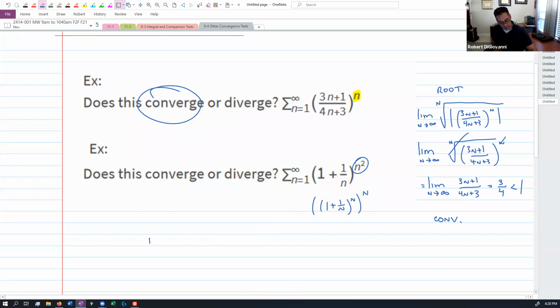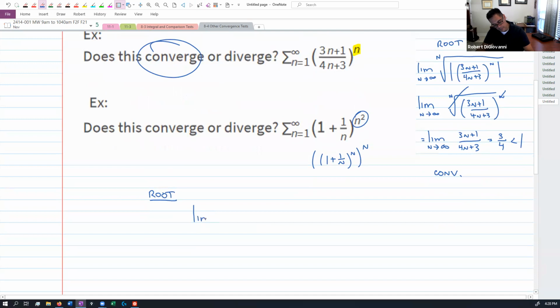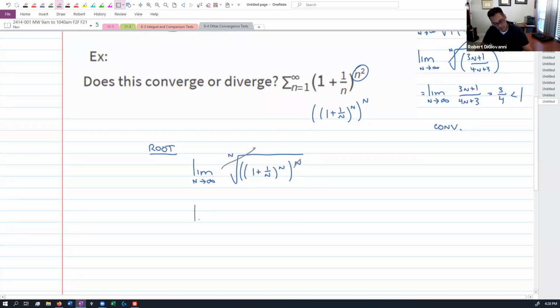So I'm going to use the root test here. So if I do the root test, I'm going to take the limit as n goes to infinity of the nth root of, now again, the absolute value I'm not going to pay attention to because n is always 1 or greater, these are always going to be positive numbers. So I'm not worried about an absolute value. So I'm going to do the 1 plus 1 over n to the n, but all of that to the n. And then this root kills off that outside n, which leaves me with a limit as n goes to infinity of 1 plus 1 over n to the n.